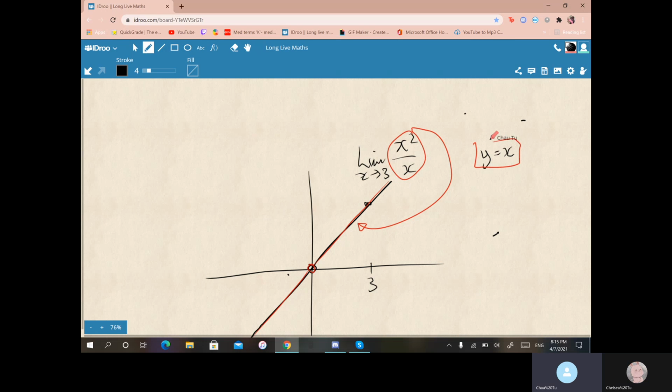Okay, Chelsea? So what is the limit of this as x heads towards 3? 3. Yeah. What's the limit as x heads towards 0? Can't do that. So DNE?